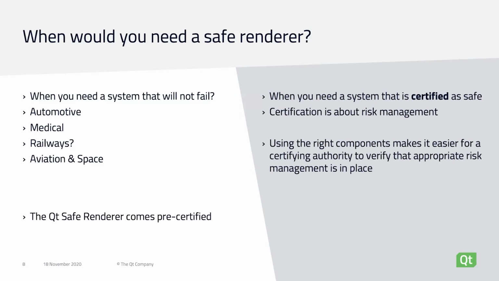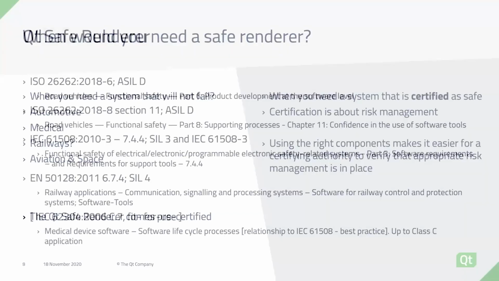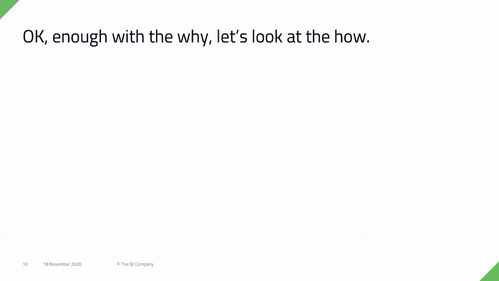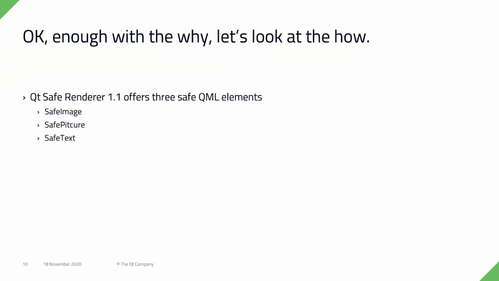So the Qt Safe Renderer comes pre-certified. The code inside the Qt Safe Renderer is certified to an ASIL-B standard, and various other standards. In fact, ASIL-D standard. We're certified for functional safety in various ways to the main standard, which is ISO 26262, and various others which support safety critical components. And if you're writing to that standard or lower, then you can use the Qt Safe Renderer, and that will get you a lot of the way there. So that's why. Let's look at how we do that.